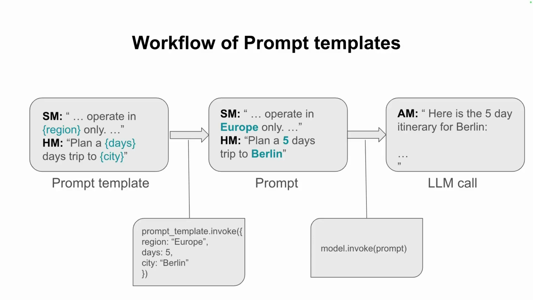Now, this is one example, but you can make different variations of prompts from this prompt template. You can assign different values to the region. So maybe you can say a travel agent which operates in Asia only, and plan a 20-day trip to Tokyo maybe. And that's how you can vary and create different prompts. And from each prompt, you can invoke and get a response from the large language model.